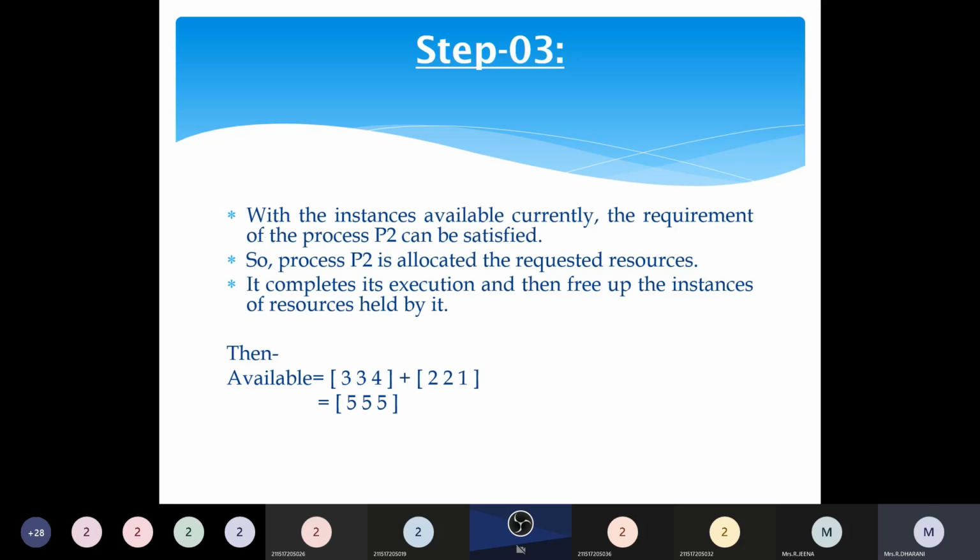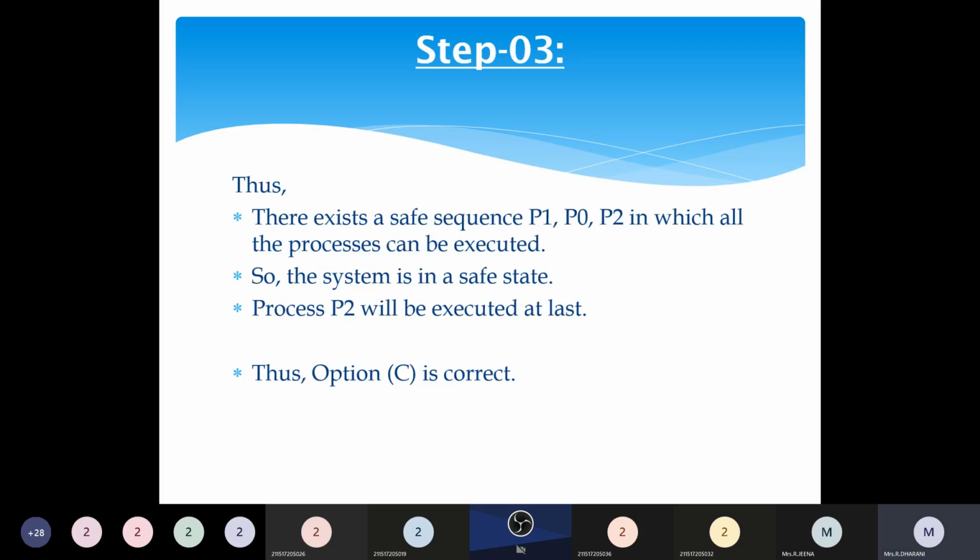So what will be the answer then? What is the safe sequence that it follows for execution of allocating resources? P1, P0, P2, in which all the processes can be executed. So the system is in a safe state. So process P2 will be executed at last. So the correct answer is option C.